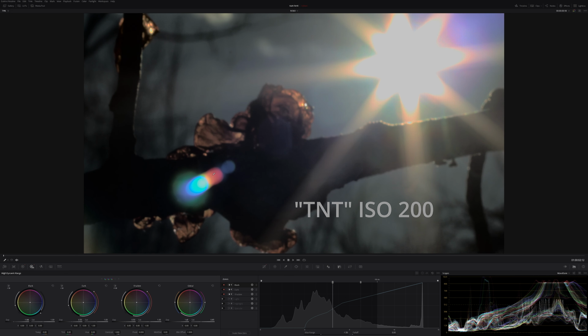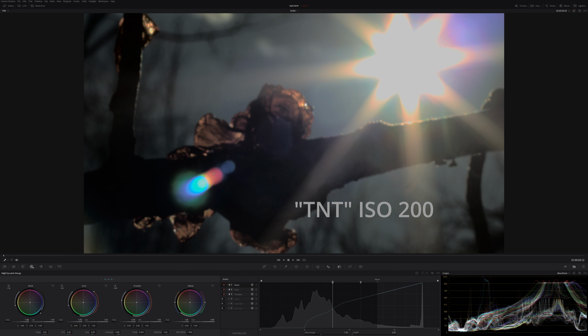This frame was shot at ISO 200. The next image is also ISO 200, but this time with my register hacks in place to optimize the gain structure. And as you can see, both problems are basically gone.